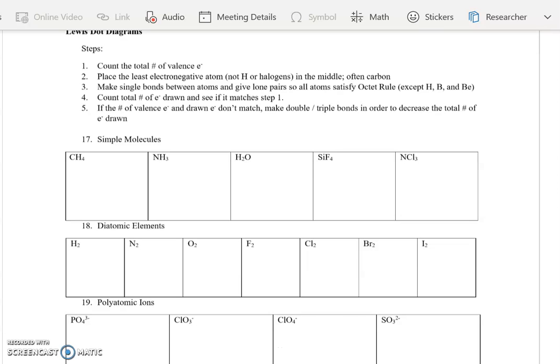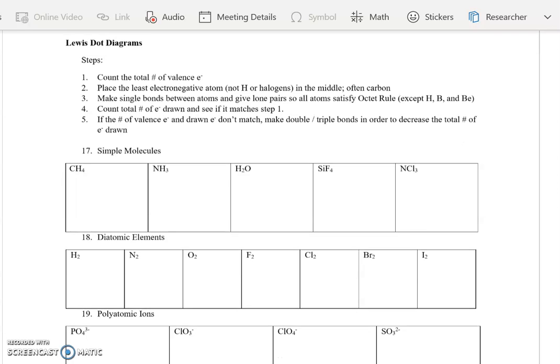Kids, I'm going to show you a little video here on how to draw some Lewis dot diagrams. These Lewis dot diagrams are for your covalent compounds, and what we're going to start by doing is counting the total number of valence electrons in the atoms, and all the atoms in the molecule.